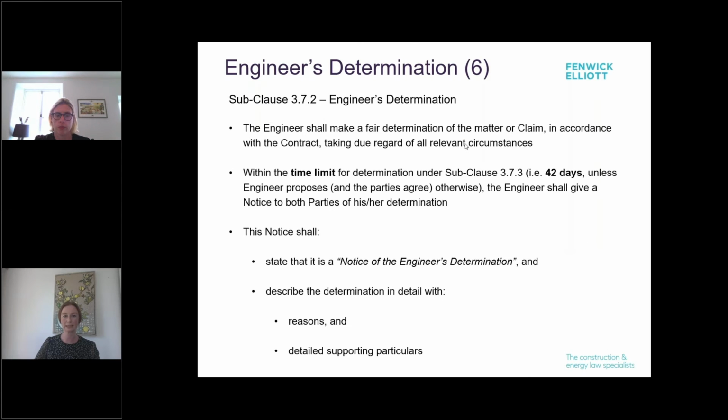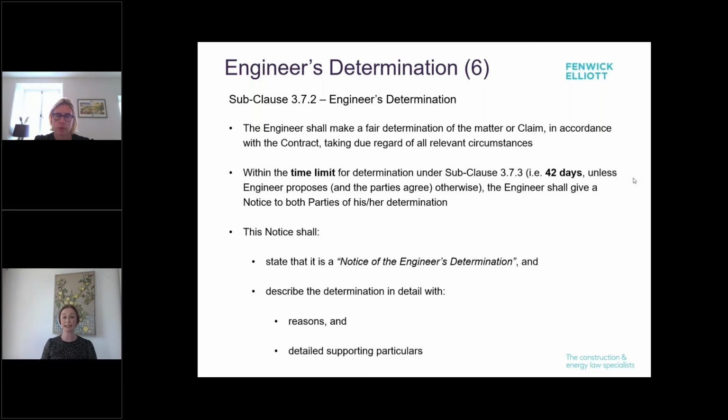So next slide is just the engineer's determination. If no agreements are reached within that 42-day period, the engineer is required to make a fair determination of the matter or claim in accordance with the contract and taking due regard of all relevant circumstances. So if no agreement is reached in the initial 42-day consulting period, the engineer is given a further 42 days to make a fair determination. So the practical effect of these changes is that the time in which the engineer has to make a determination has actually doubled from the previous versions of the suite of the Yellow Book.